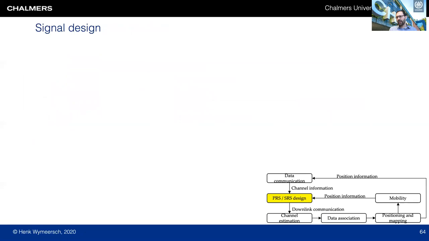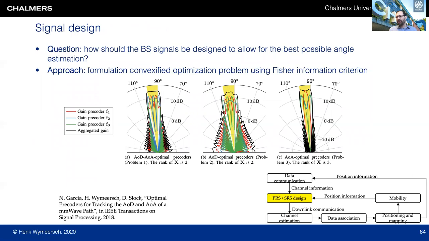So the first is signal design. And here the question is: if you are a base station and there's a user that should position itself using angle of departure or angle of arrival estimation, what kind of signal should I send to that user? It turns out that by applying the methodologies from this paper, you can convexify this problem using Fisher information theory. So here we use Fisher information theory as a way to design signals, and we get some interesting results.